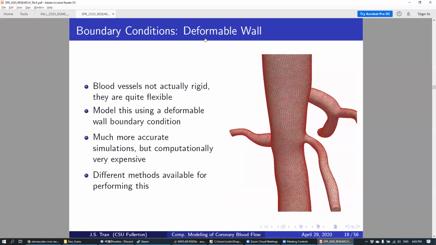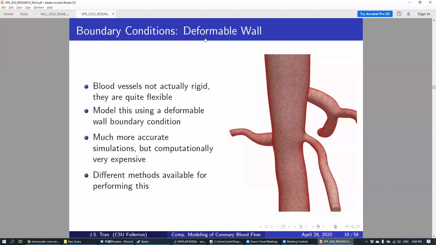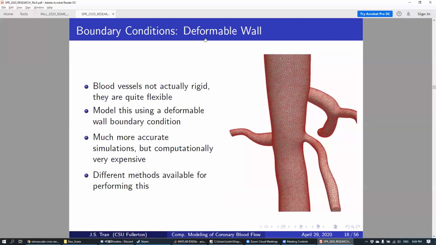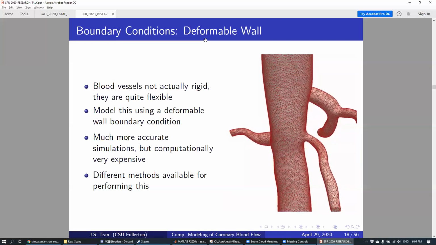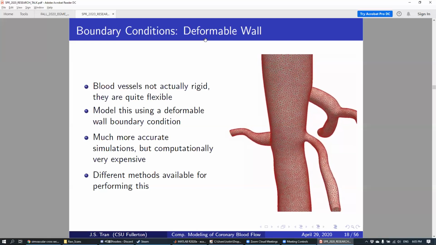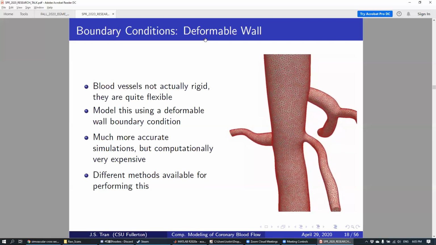The interesting thing with deformable wall simulations is that there are a lot of different methods available for performing this. There's not just one way to do this. There are varying methods depending on how much fidelity you want. You can do something relatively cheap that gives you the basic wall motion, but it's not going to be that accurate. And from there, there are more and more complex and more expensive models that you can use to model this deforming behavior.